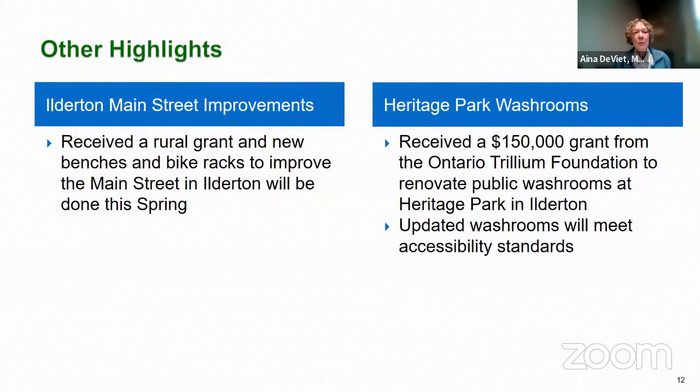Other highlights focus on Elderton Main Street. We received what's known as a RED grant, or Rural Economic Development Grant. I think the residents in Elderton will be happy to see new benches and bike racks along Elderton's Main Street. That work will be done this spring, so look for that if you're driving through or going to the market there. Washrooms are going to be installed in Heritage Park. The Ontario Trillium Foundation grant of $150,000 will allow us to renovate the public washrooms there, and they're going to be up to date in terms of compliance with the accessibility standards.